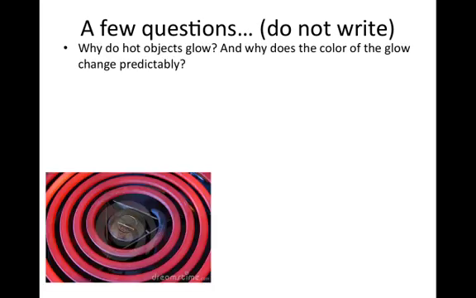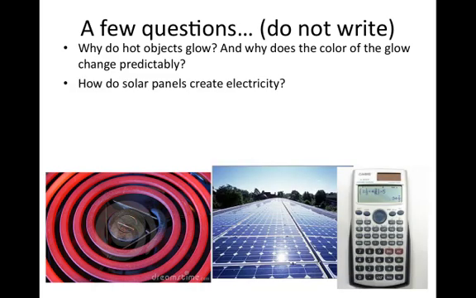Okay. 1. Why do hot objects glow? Why is it that we see things glow red hot, like say these coils on a stove? And why does the color of the glow change predictably? Why does it go from red to yellow to white to blue? Why does it go through these different levels of color as it gets hotter and hotter?